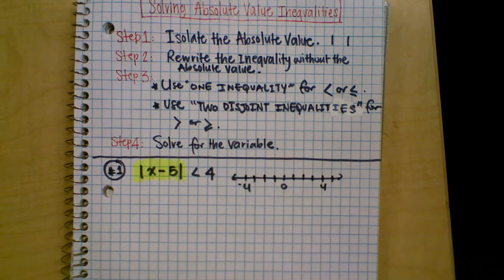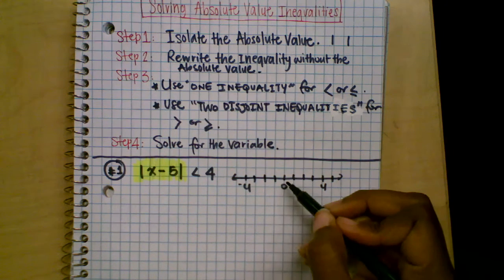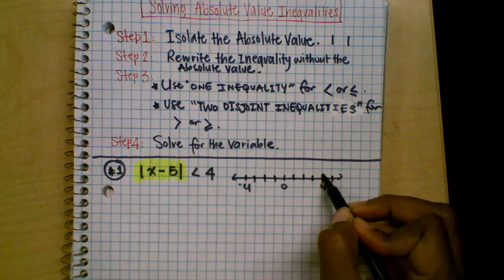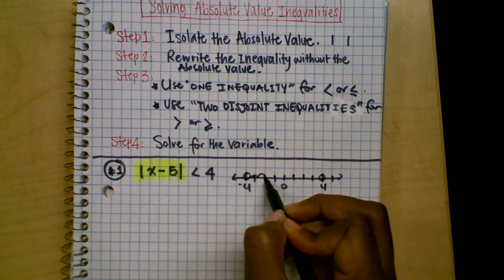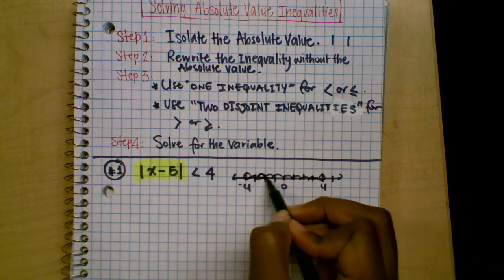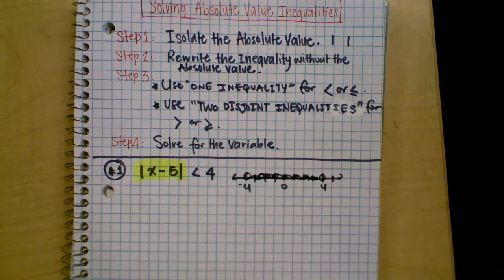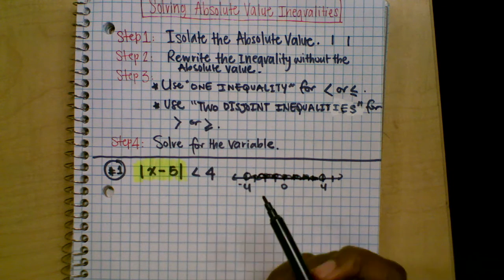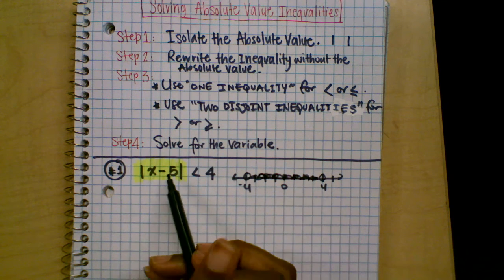So the numbers that have a distance less than 4 are going to be between the number 4 and -4, always the numbers right here, okay? So I'm shading this region. So how do I write this? How do I represent these numbers without the absolute value?